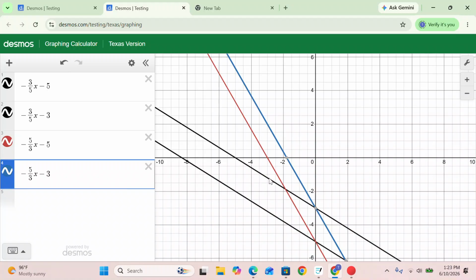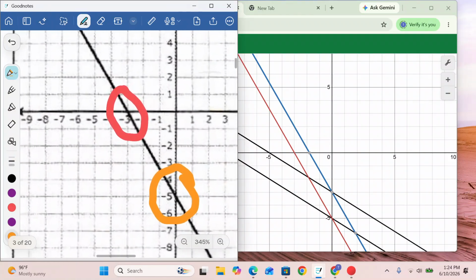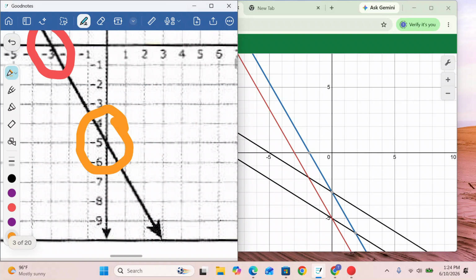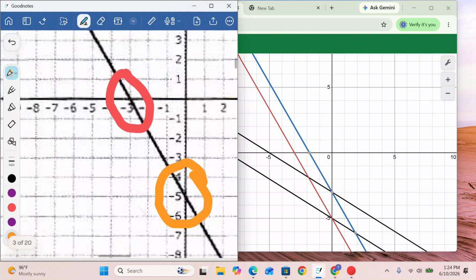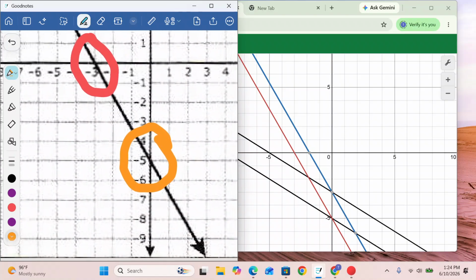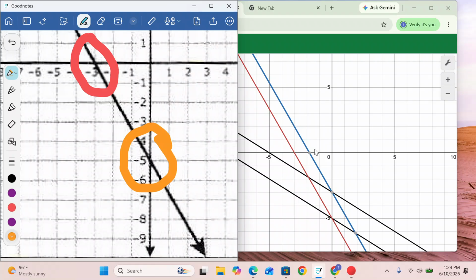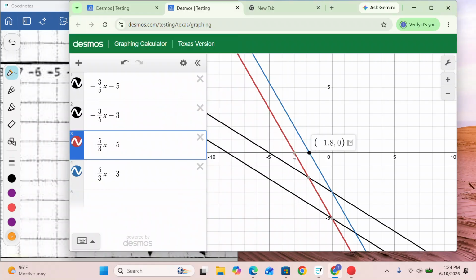y intercept. And then I would recommend, by looking at the graph, we're looking for one that has an x-intercept of negative 3 and crosses at negative 5. So we have an x-intercept at negative 3 and a y-intercept of negative 5. So right here, this is the right one. So negative 3, negative 5. And right here, I'll be able to see, okay, this one is not, this one is not.